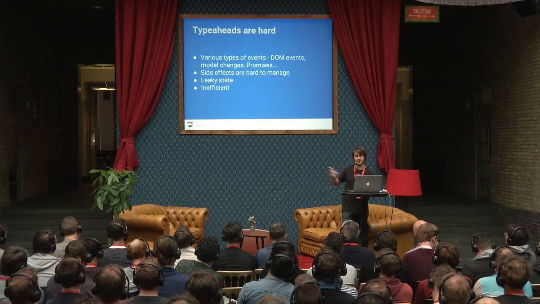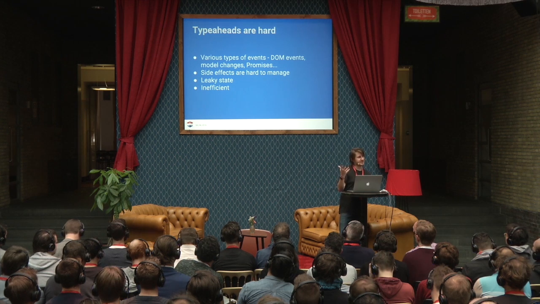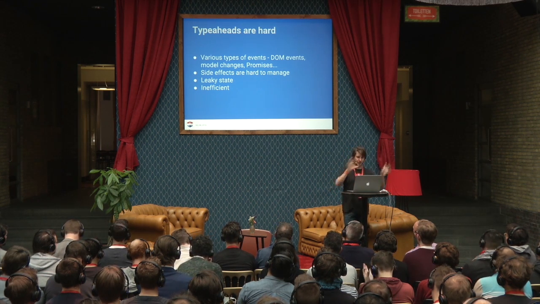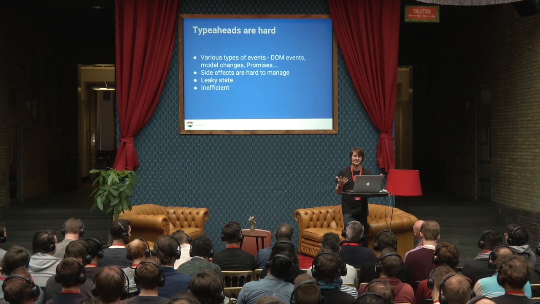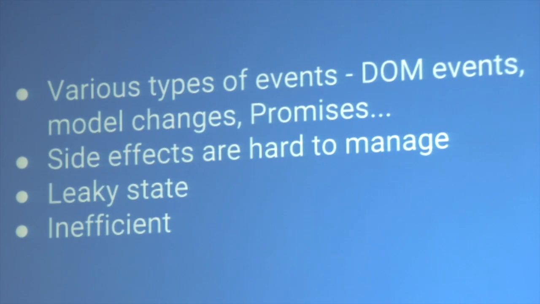So what makes this hard? You've got a bunch of different events. You've got DOM events, model changes, promises, and side effects. You've got to keep track of your timeout ID, and all these little things all over your application. State is leaky. You've got this ID somewhere, and you have to remember to clean up your timeout if it's not going to run. If I move away, I've got to clean that timeout up.